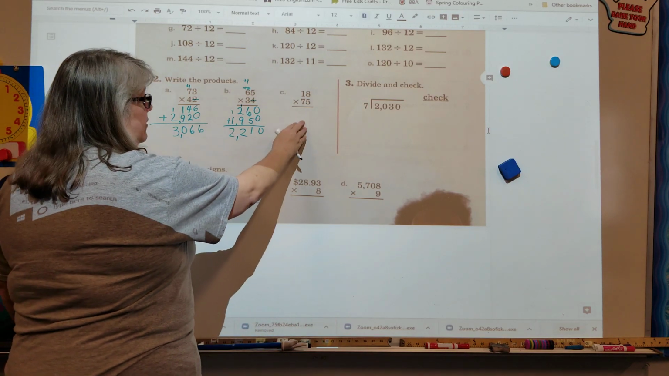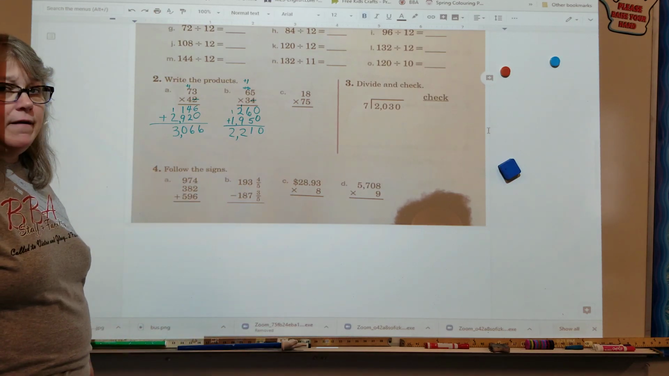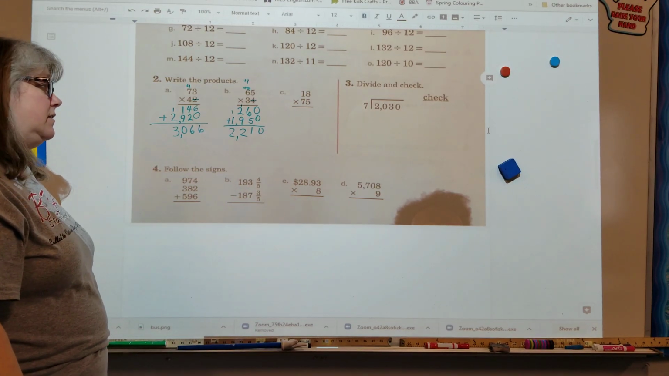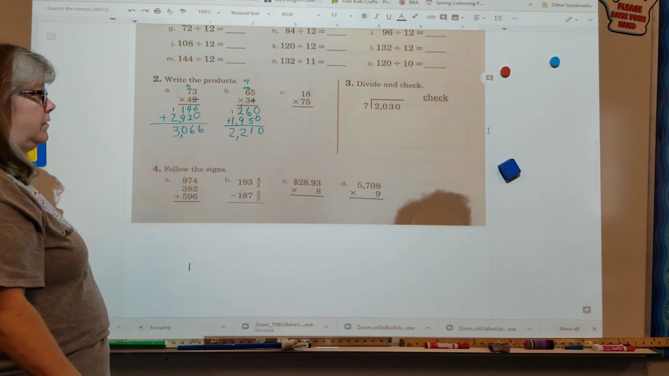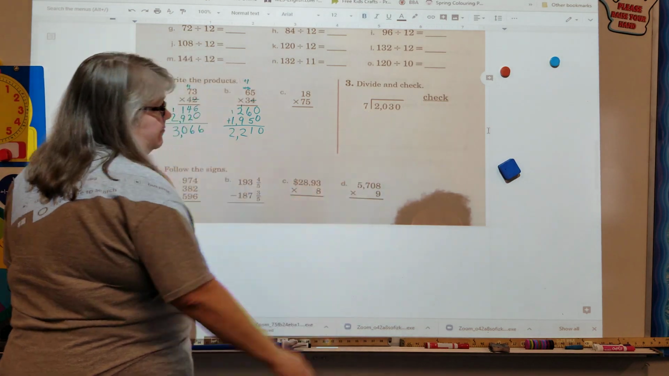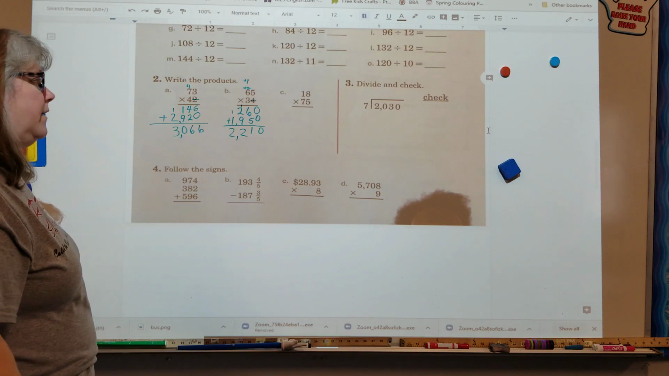Try this one on your own, and then in tomorrow's slides, you'll have the answer key to this, and make sure you check it. Okay, we're going to go over here and do this one. Go ahead and pause the video and work that problem.